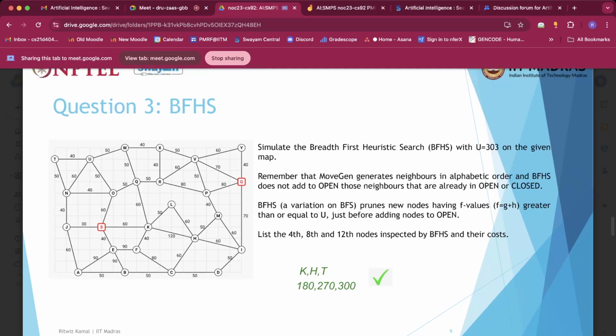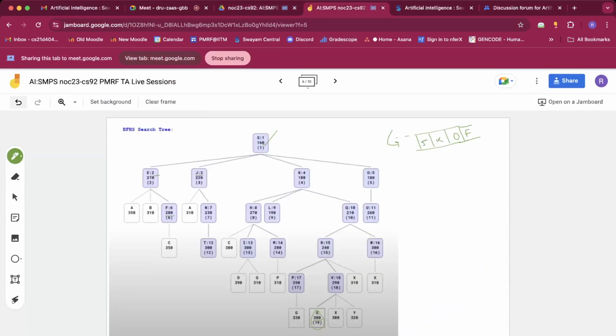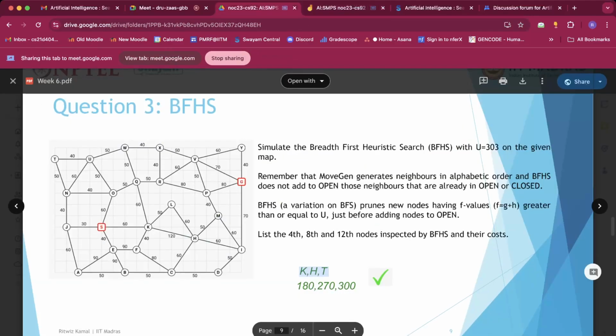So this question on BFHS basically asked us the 4th, 8th and 12th node. So that would be K, H and T. Let's just verify that once. So the 4th node visited was K. The 8th node visited was H. That was what was asked in the question, and the 12th node visited was T. Right, so K, H and T with cost 180, 270 and 300. That's what we also have.